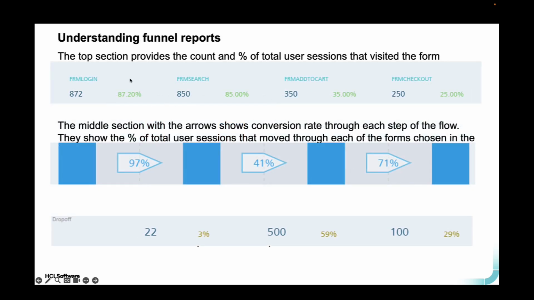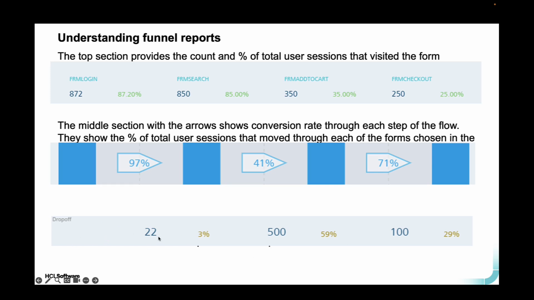So for example, the top section provides the total count and the percentage of total user sessions that visited the form. So for example, 87% of the people that used the app logged in or went to the login form. Of them, 85% went to the search form, and of those that searched, 35% added something to cart, and only 25% checked out, right? The middle section shows the conversion rate. So from login to search was 97, from search to add to cart was 41, and from add to cart to checkout was 71. And the bottom section is showing the drop off.